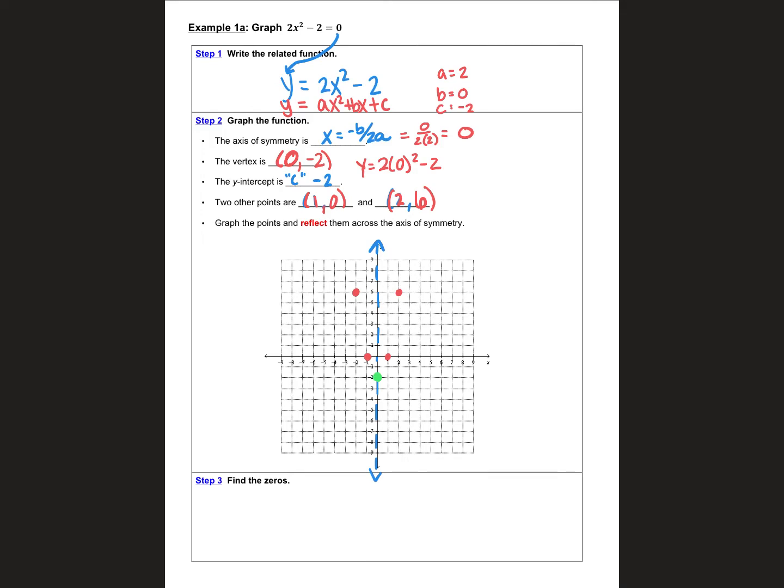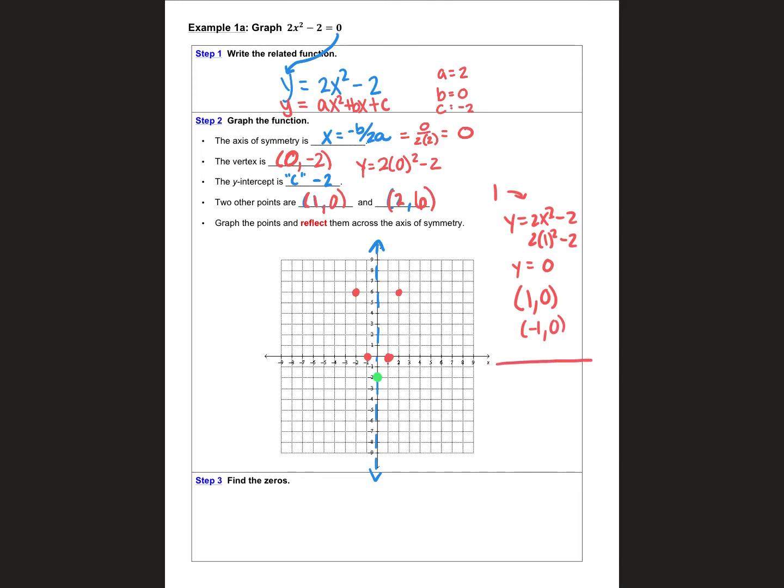Okay, so when we are graphing, I picked the points near the axis of symmetry. So I picked like x is 1, for instance, and I plugged the 1 in to the original equation, the 2x squared minus 2. So 2 parentheses 1 squared minus 2, and that gave me 0. So that gives us an ordered pair of 1, 0. Remember to reflect that on the other side of the axis of symmetry. So that also gives me -1, 0 when I reflect it.